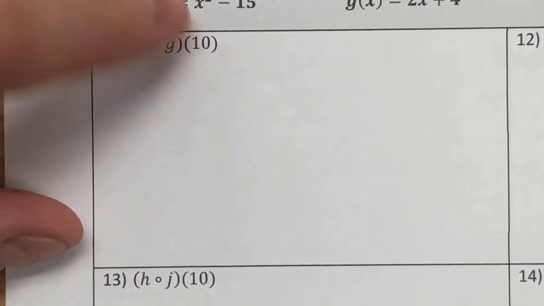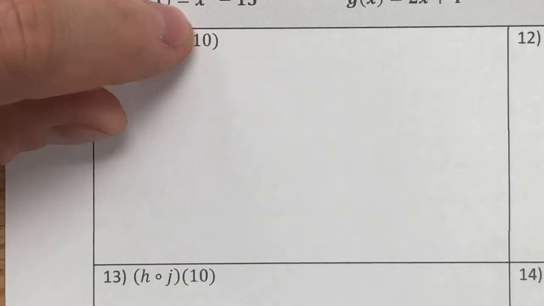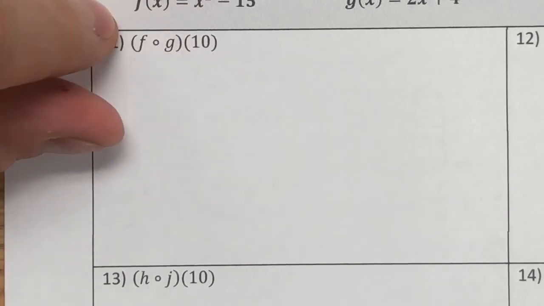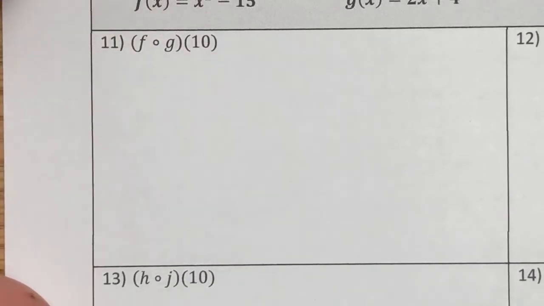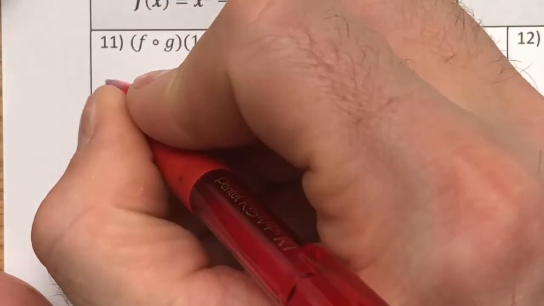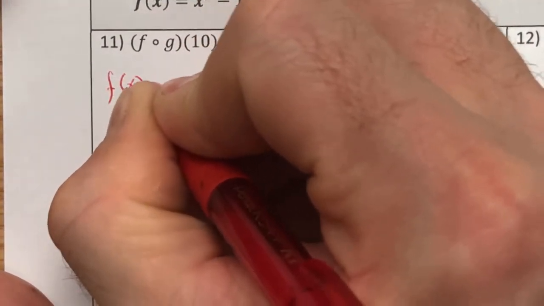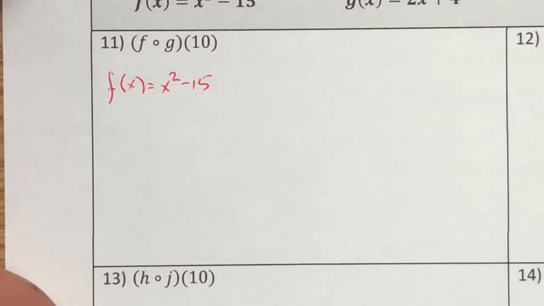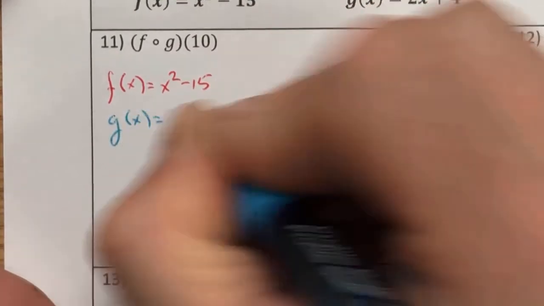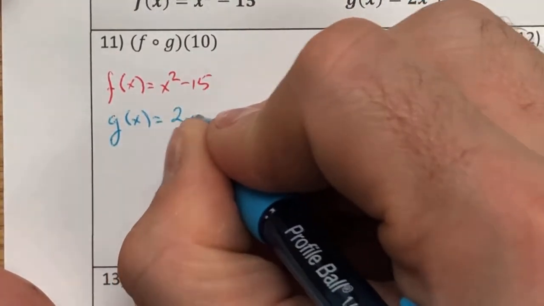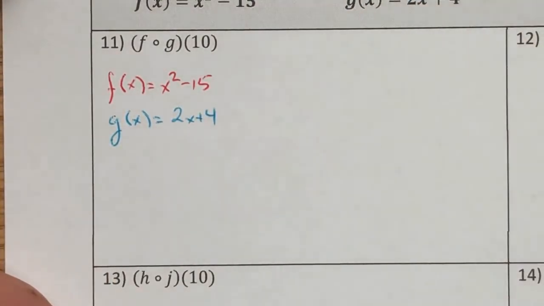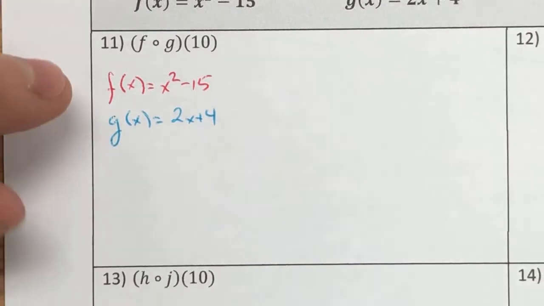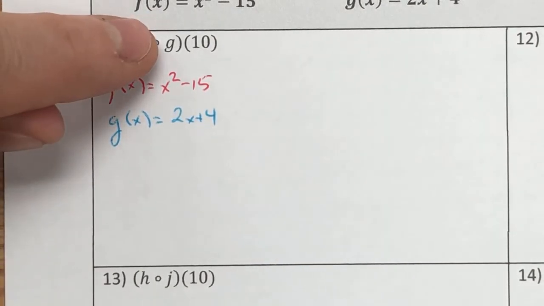So it looks like what we've got going on here is f of g of 10, which means I'm going to take 10, plug it into g, take that answer and plug it into f. So the first thing I'm going to do is define my functions. F is x squared minus 15, and g, let's do g in blue, 2x plus 4.